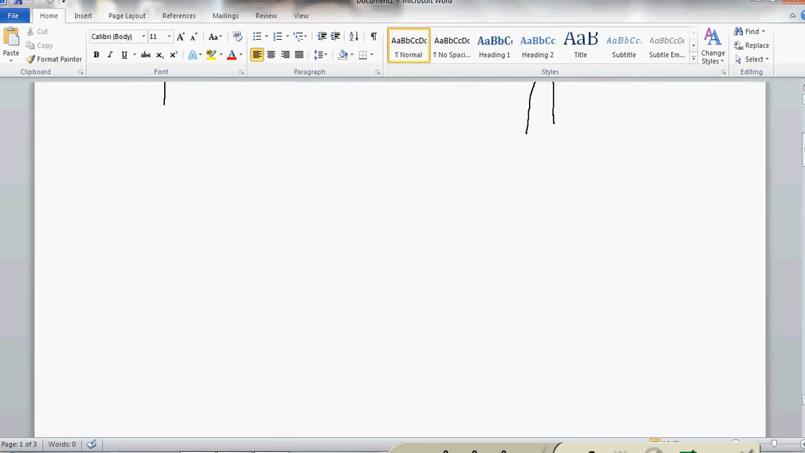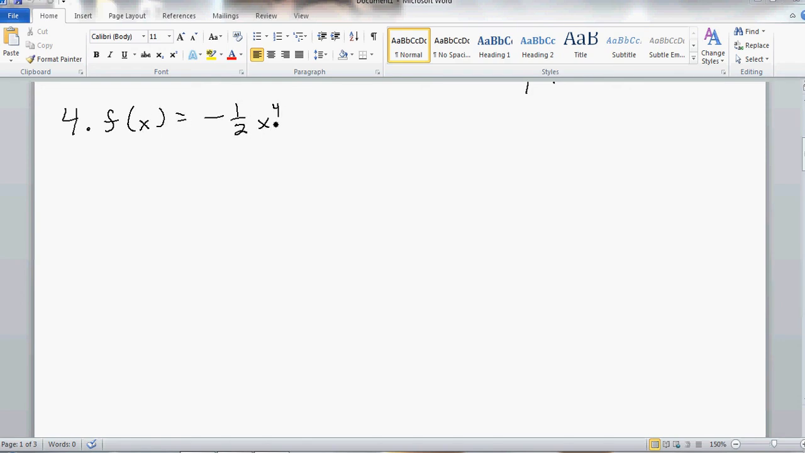Let's look at number 4. Number 4, we are asked to find f of x equals negative 1/2 x to the 4th. So we know it's going to have the family of x to the 4th, but more specifically we're going to reflect over the x-axis, and we're going to compress by 1/2.